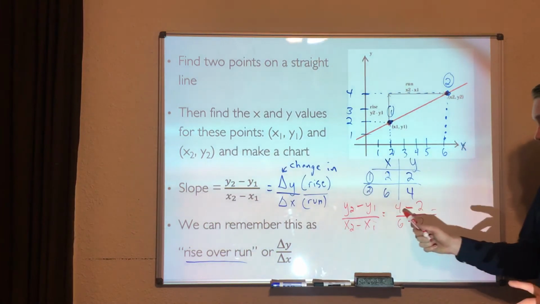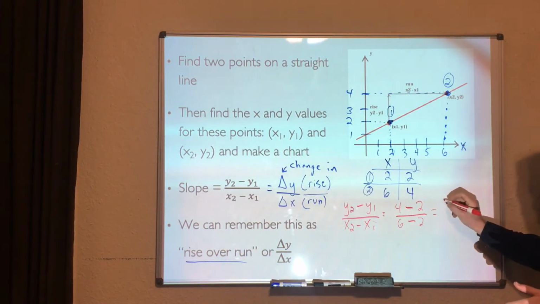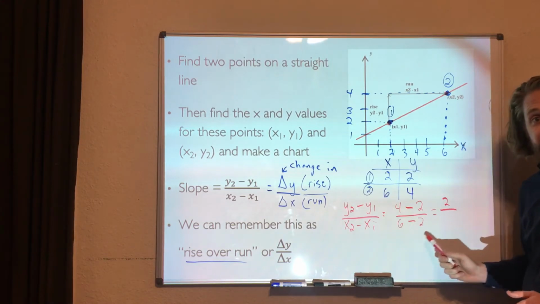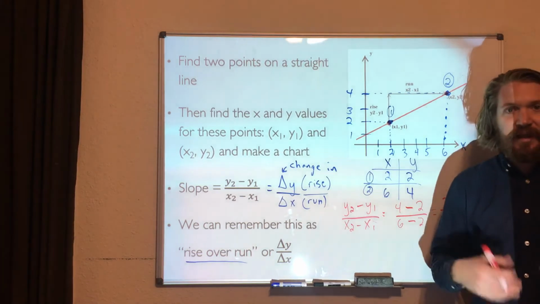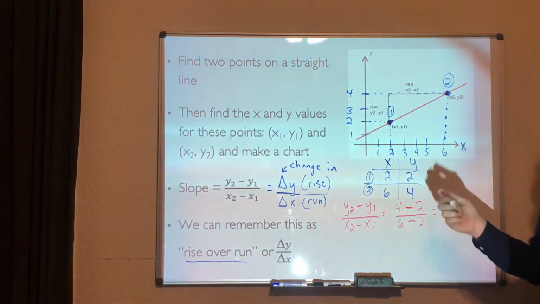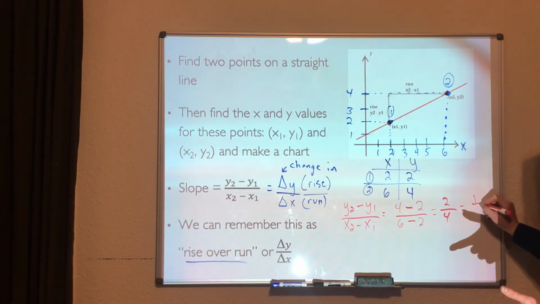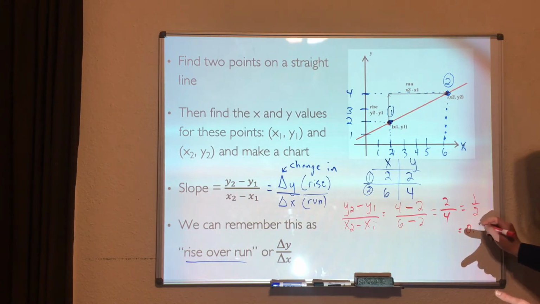So it's really easy to just go, all right, what's 4 minus 2? That equals 2, divided by what's 6 minus 2? That is 4. And the last thing you have to do is put 2 divided by 4 into your calculator, which will give you 1/2, which, as I'm sure you know, equals 0.5.